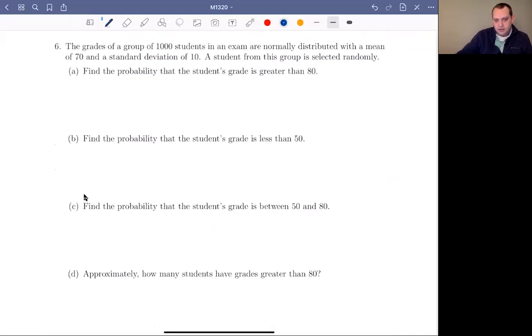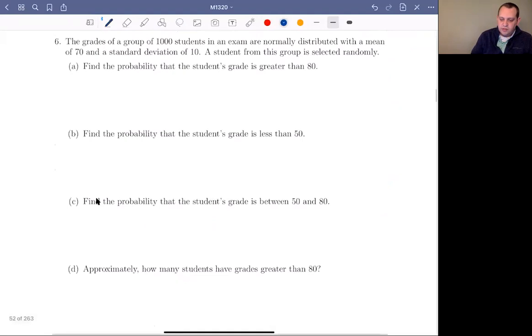Anyways, finally, number 6. Again, number 6 is just a question about a standardized exam. The idea here is that you have 1,000 students, and they're going to take an exam, and the exam is going to be normally distributed with a mean of 70 and a standard deviation of 10. And so we're going to randomly select a student from this group, and we want to know what's the probability that the student's grade is at least 80. And there's 2 ways to do this.